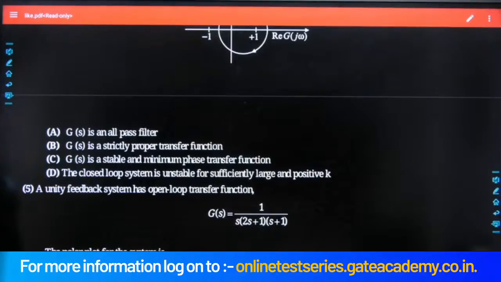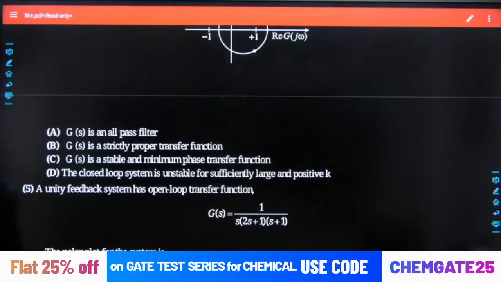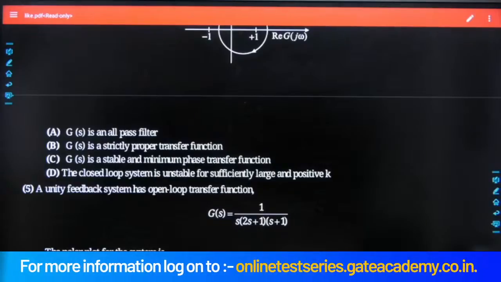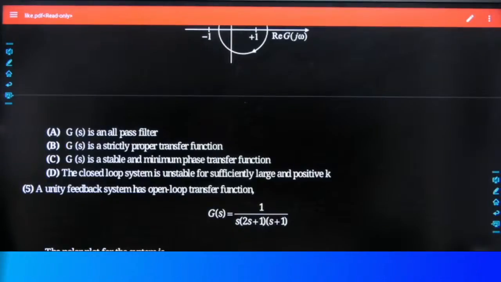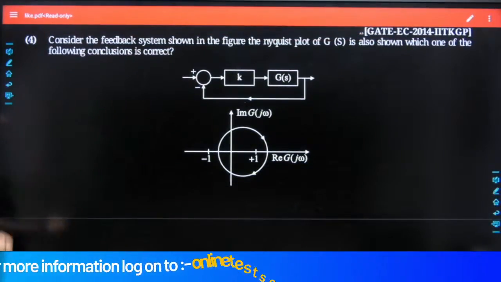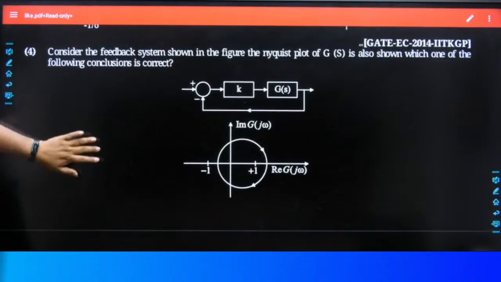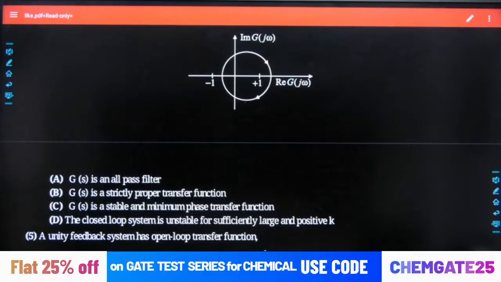The options: G(s) is an all pass filter. G(s) is a strictly proper transfer function. G(s) is a stable and minimum phase shift transfer function. The closed loop system is unstable for sufficiently large and positive K. This is the block diagram of the given system, and this is the Nyquist plot for that given transfer function. Taking the reference of these two blocks and figures, you have to find the best answer for this given problem. What could be the best answer?